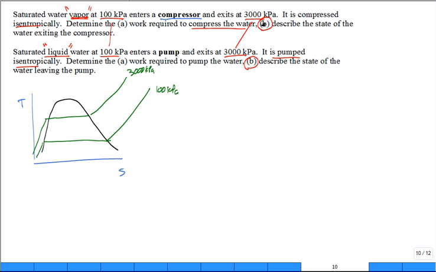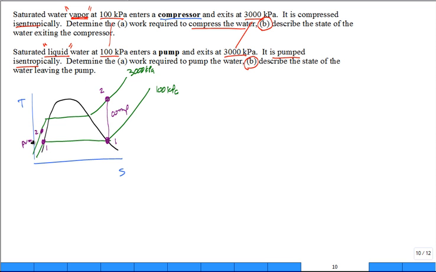All right, so a lot of people now say, oh, this is an easier problem than I thought, right? So this is the inlet to the compressor, saturated vapor at 100 kPa. This is the inlet to the pump, saturated liquid at 100 kPa, right? The pump boosts it up to 3,000, just like the compressor does. The compressor, if it's isentropic, the best that it can do is right there. There's 2 and state 1 for the compressor. Here is 2 and 1 for the pump.